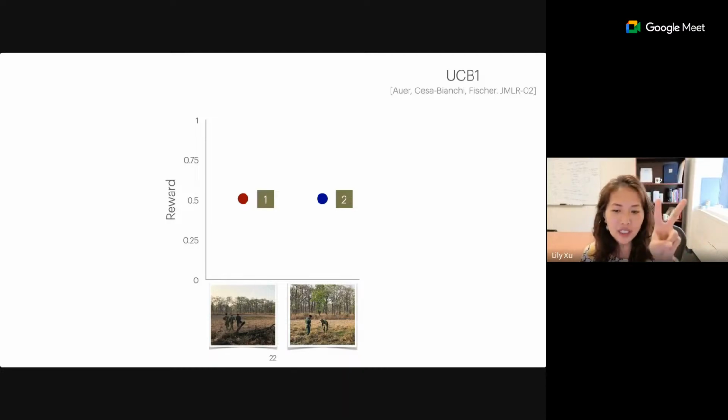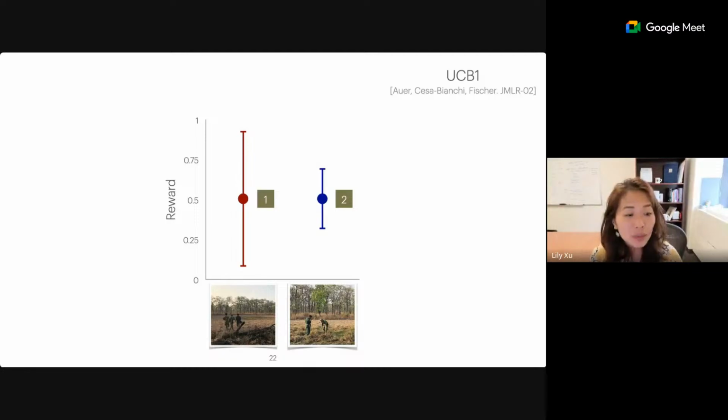So here we're considering 2 potential actions. So each action we call an arm. And for the sake of this example, each action corresponds with patrolling one area. And in my observation so far, I have a 50% probability of finding snares for patrolling each region. But if we also keep track of the number of times that we visited each area, this gives us an uncertainty interval that tells us our confidence that this is actually the true value of poaching probability.